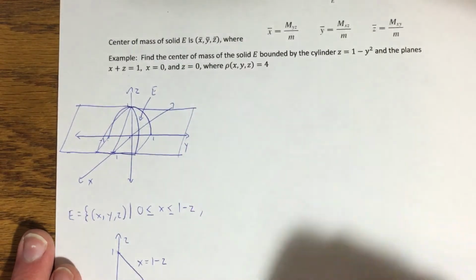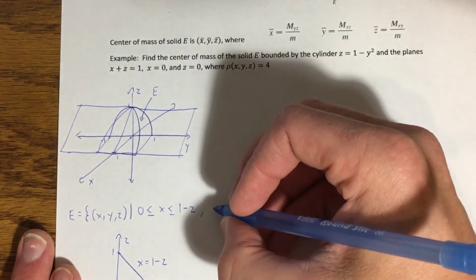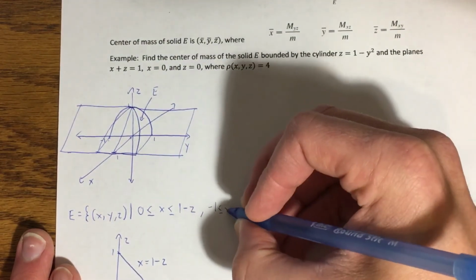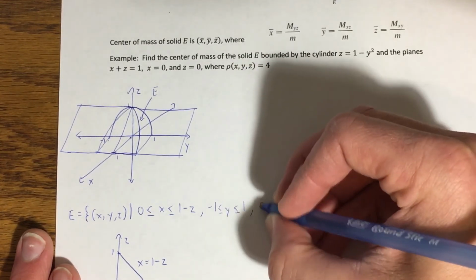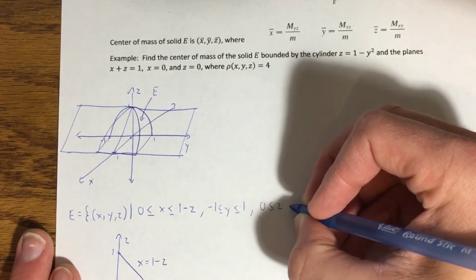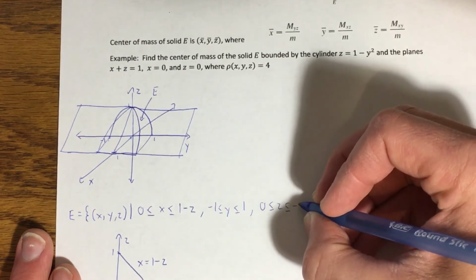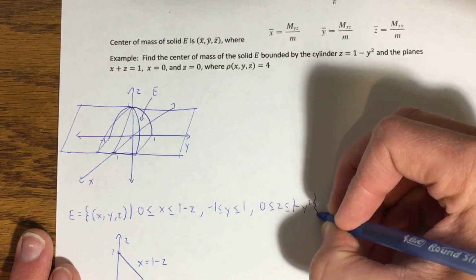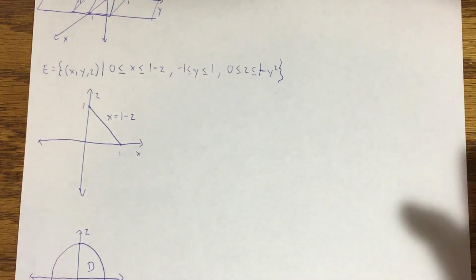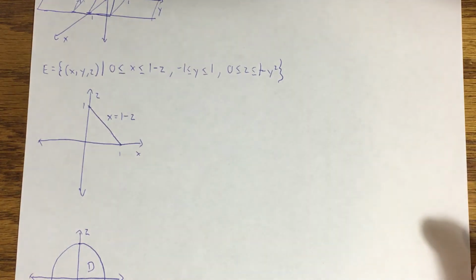Okay, and I'm also going to write in the restrictions I have on my y and my z here. Y, again, goes from -1 to 1. Z goes from 0 to 1 minus y squared. Okay, I didn't leave myself a whole lot of room on this page to write this problem out, so I'm going to do the work on another page here.